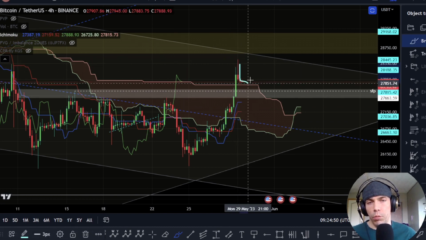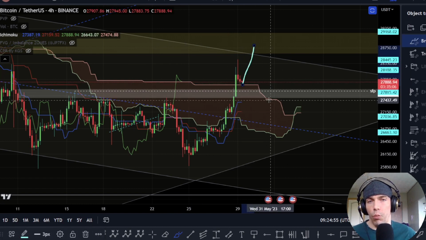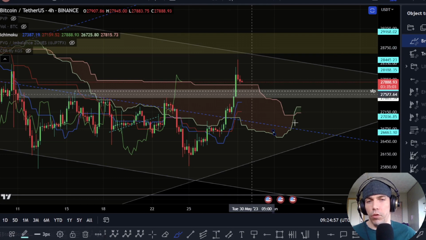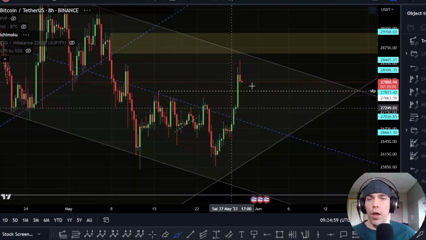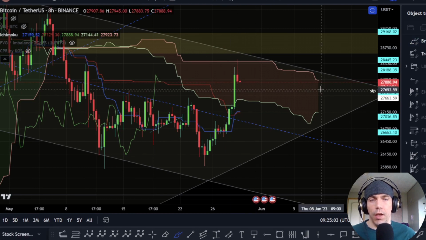Obviously there's potential we could find support on the top end of this box, which we could then look to push up one more time for that fifth, and then look to possibly come back and retest this at a later point.